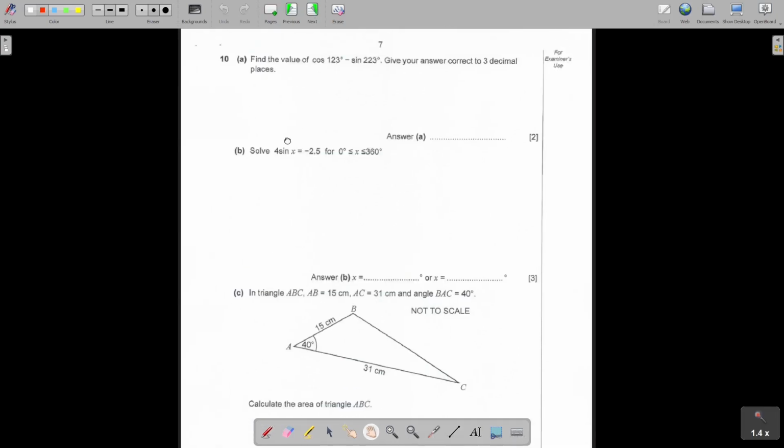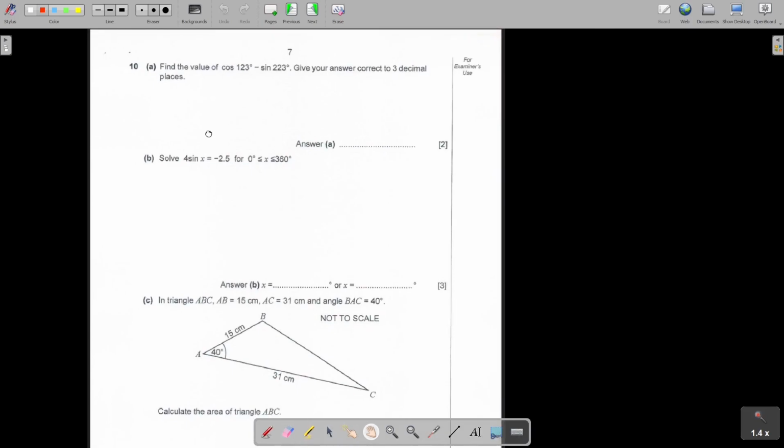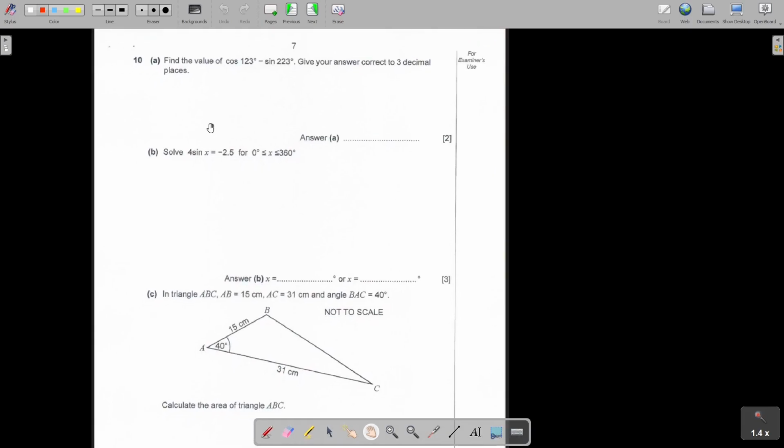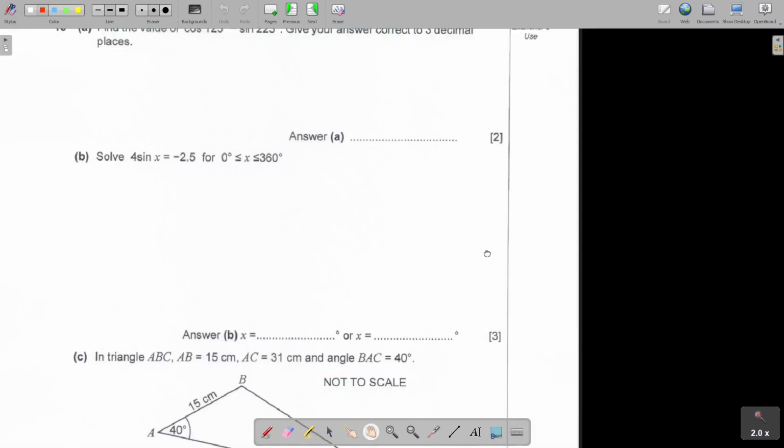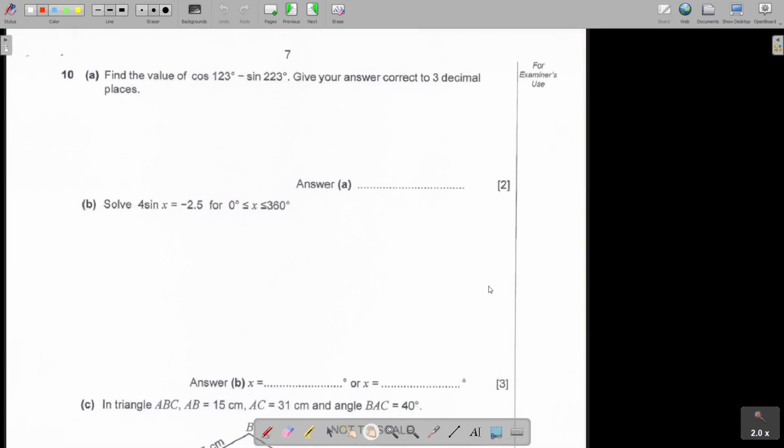Okay, that is question number 10. So the next question is question 10. Now, question 10a, I'm not even going to take you to the textbook because it's simply just pressing on your calculator. Can I just say this? Just make sure on your calculator in grade 11, it must be on degrees. It must be D.